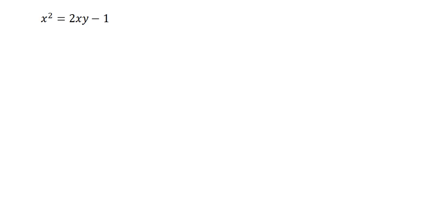Now this may be a little bit harder to see. If we're looking at determining our domain, once again, if we solve this equation for y, we would end up with x squared plus 1 equals 2xy. And then if we divide by the 2x, we're going to end up with x squared plus 1 over 2x equals y. Over here, the 2x would cancel out.